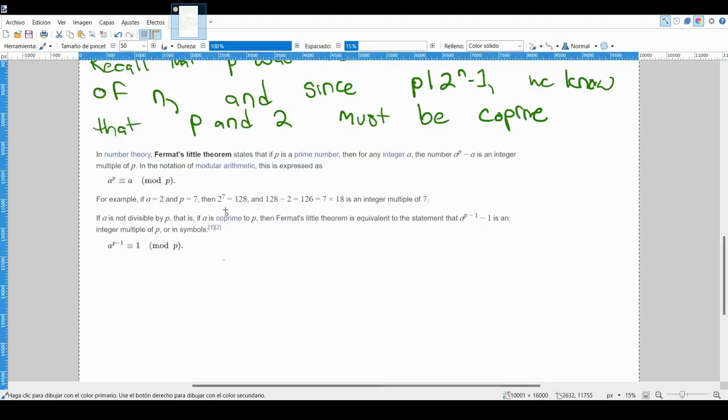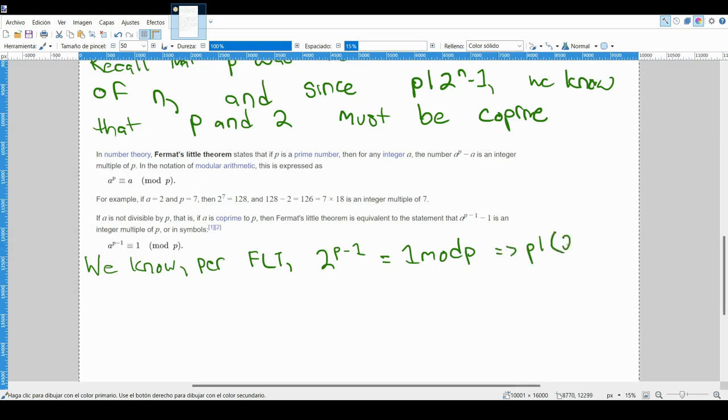Now here I have pasted the Wikipedia definition of Fermat's little theorem, and we know that p and 2 must be coprime. So using this second equivalent statement here, we know that 2 to the power of p minus 1 must be 1 mod p. So we will write that down here. I'll write it as FLT, Fermat's little theorem. 2 to the p minus 1 is equivalent to 1 mod p. And that implies that p divides 2 to the p minus 1 minus 1.